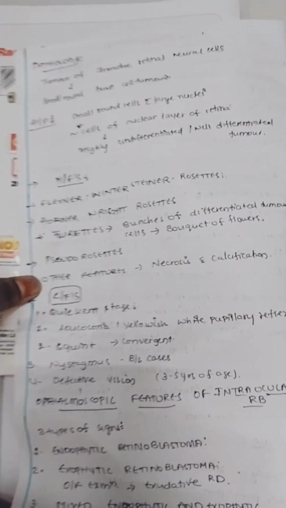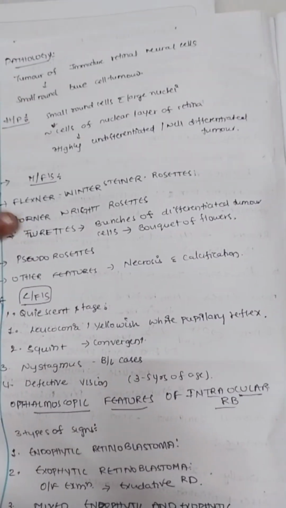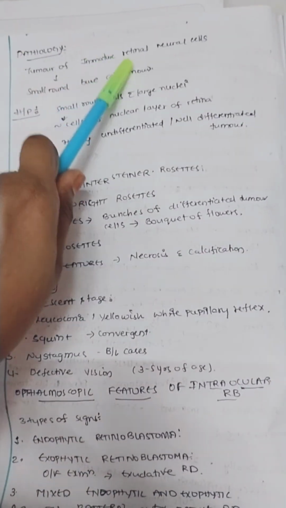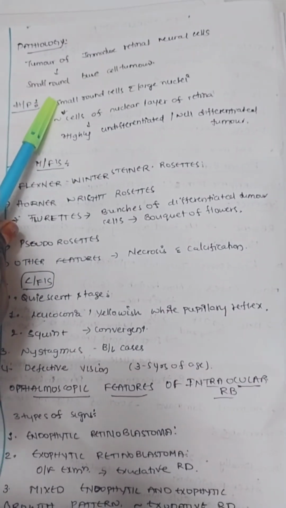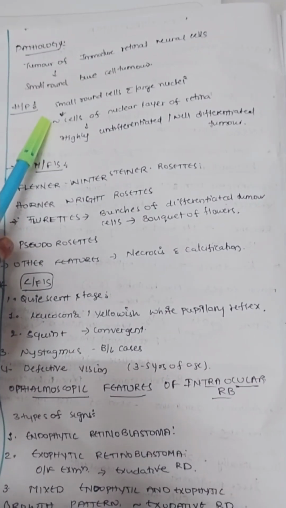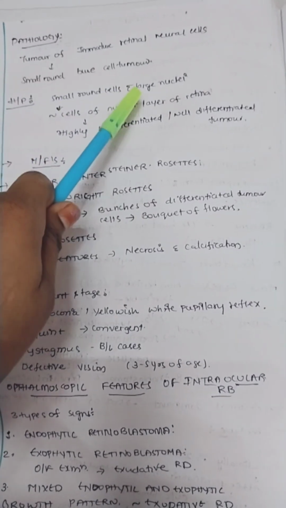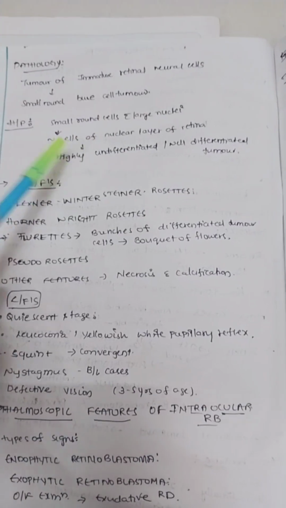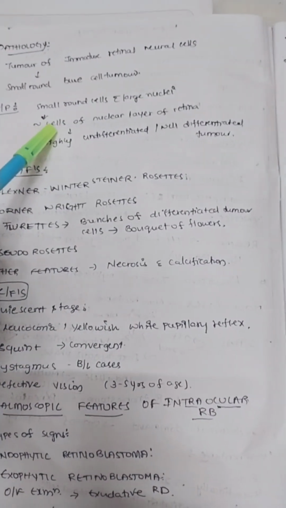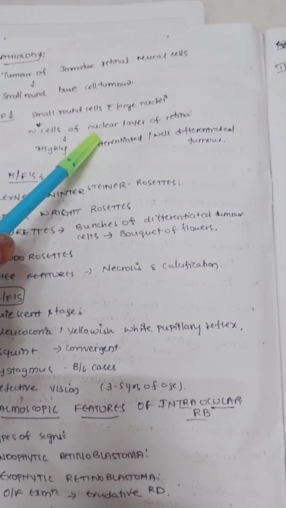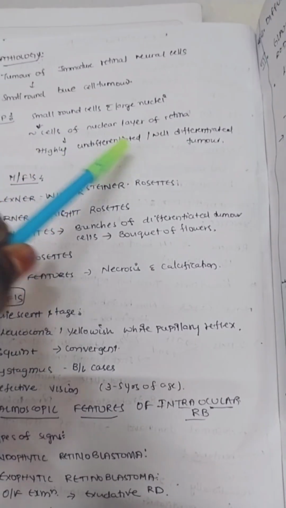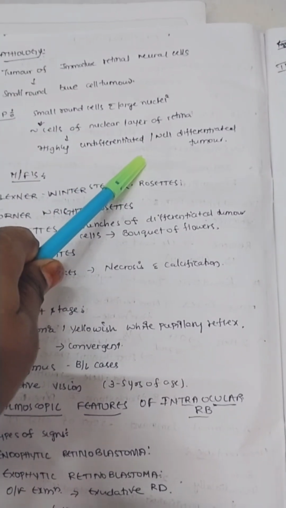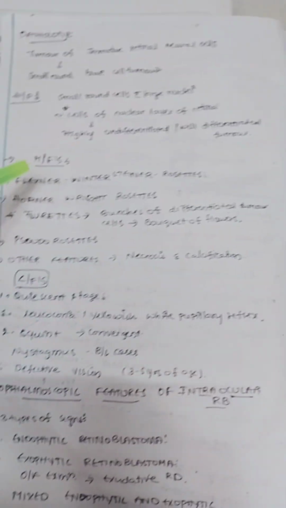Coming to pathology, it is a tumor of the immature retinal cells. They appear as a small round blue cell tumor in histopathology: small round cells with large nuclei, because these are immature. The nuclei will be large because of high proliferation. These cells are similar to the neural layer of the retina and highly undifferentiated. The tumor may be highly undifferentiated or well differentiated.